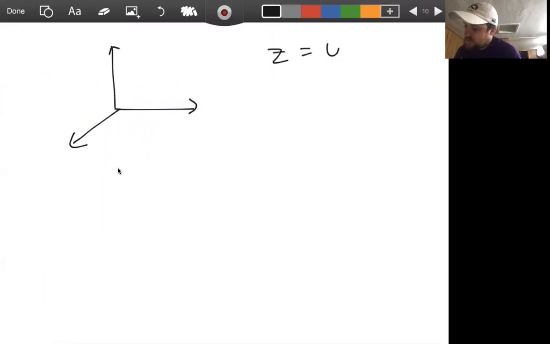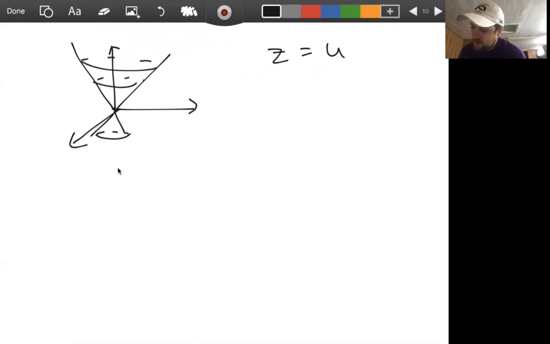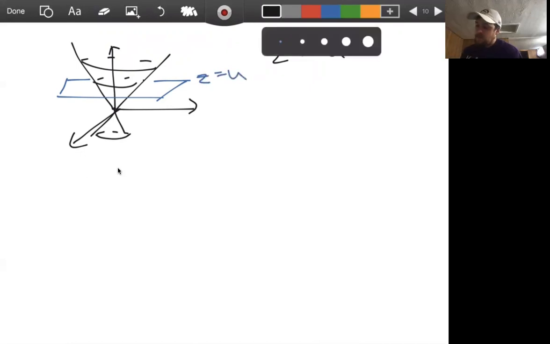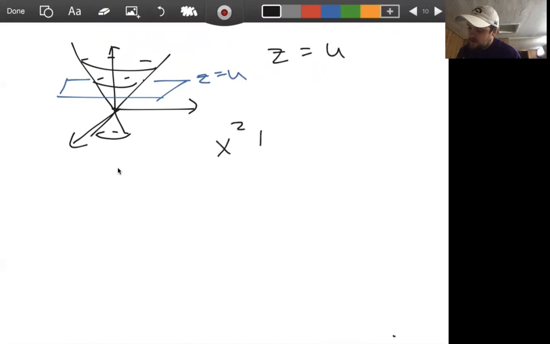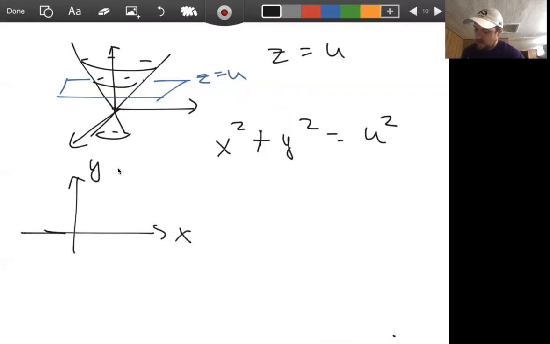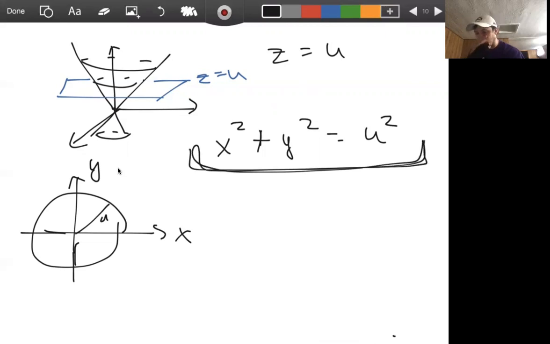And so let's think about this. If we're at the height z equals u of a cone, and we intersect this plane z equals u with the cone, well, then we get the equation that x squared plus y squared equals u squared. That means at the height z equals u, we have a circle of radius u, because it's exactly what this formula tells us, right? X squared plus y squared equals u squared is a circle of radius u. How do we parameterize a circle of radius u? Well, we need a new parameter. We need this parameter v.